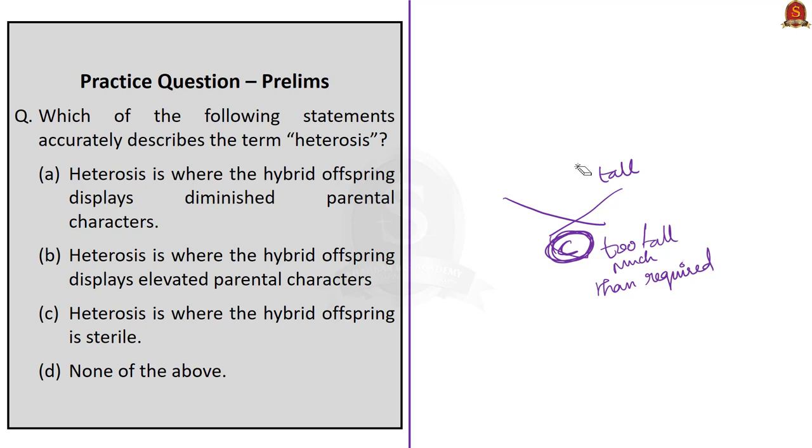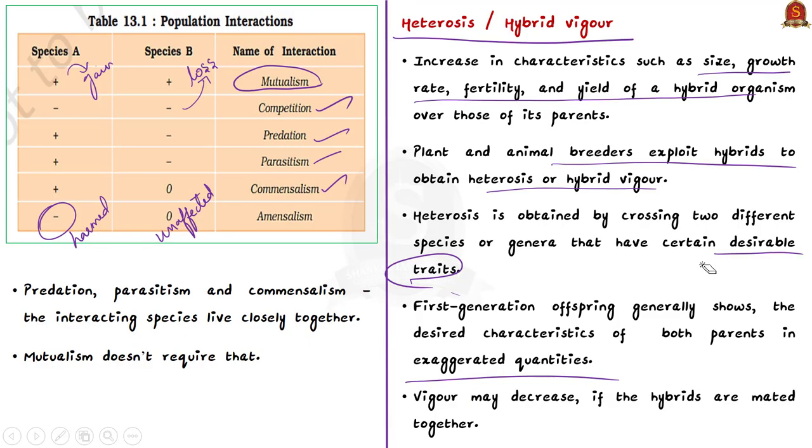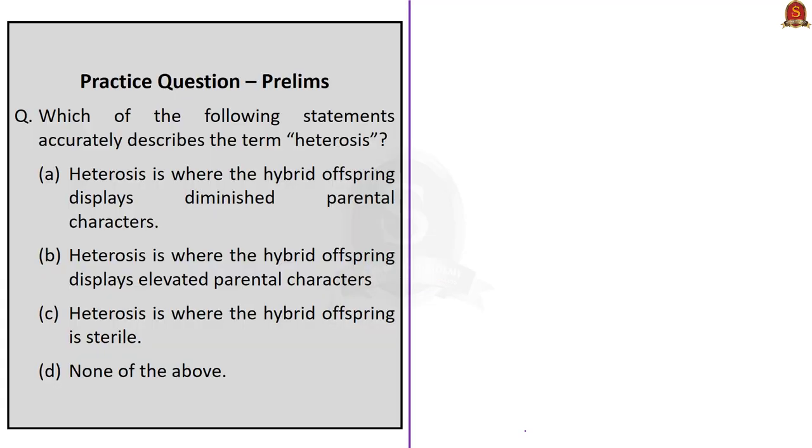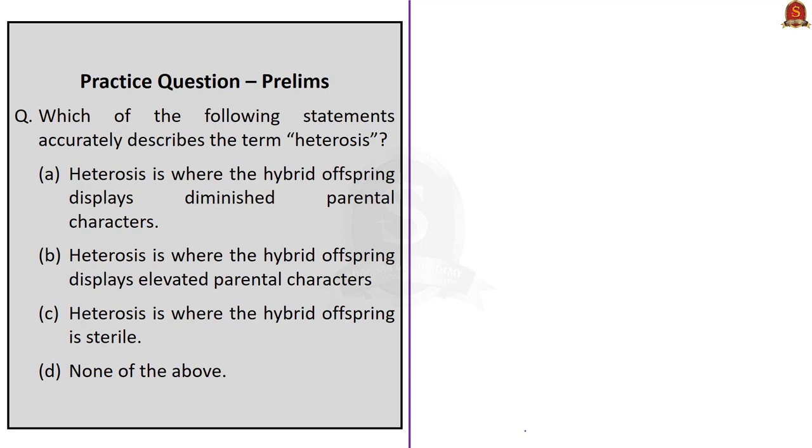So, in this discussion, we saw what is mutualism, what is competition, what is predation, and similar concepts like parasitism, commensalism, and amensalism. And apart from this, we also saw about heterosis, which is also called hybrid vigor, and the characteristics of hybrid vigor. So, with this, we came to the end of this discussion. Now, let us move on to the next discussion.